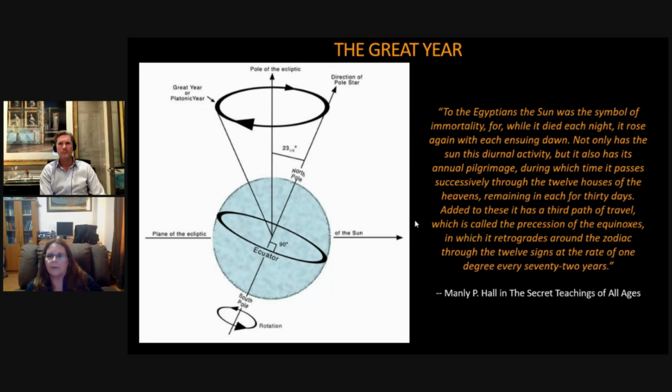This is the great year, in which it retrogrades. When he's saying this, the spin of retrograde or of precession is opposite. We go the opposite direction through the zodiac signs than we do when we spin through an annual year, dual opposing wave spin. So it retrogrades around the zodiac through the 12 signs at the rate of 1 degree every 72 years. So basically, one age can take approximately 2,107 years, give or take.